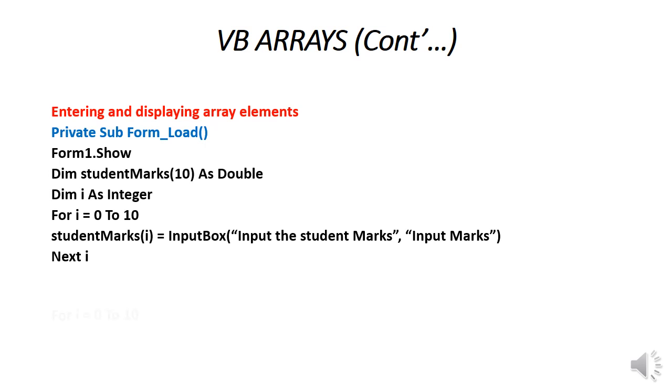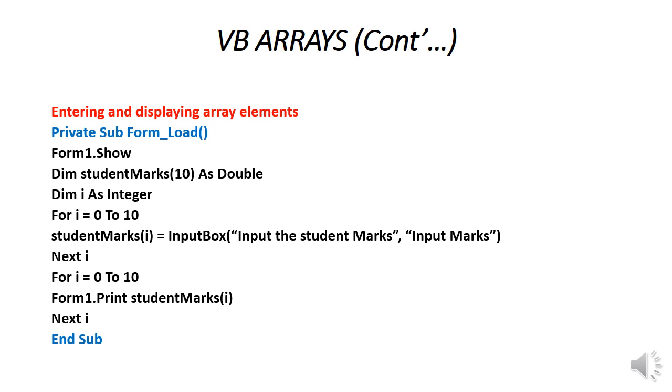After this For loop, we start immediately another loop whose target is to access the stored array elements. We proceed in the same way for I, which is assigned 0 to 10. Form1.Print StudentMarks(I). It means that the values stored in the array, as I is taking different values, will be displayed each one separately. So we also have to close this loop and then End Sub.